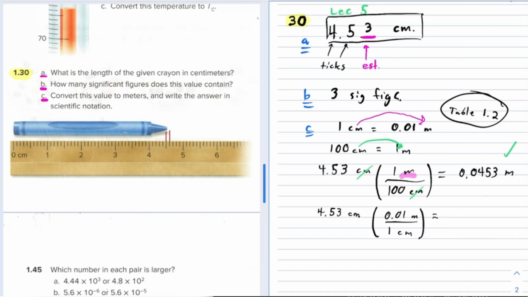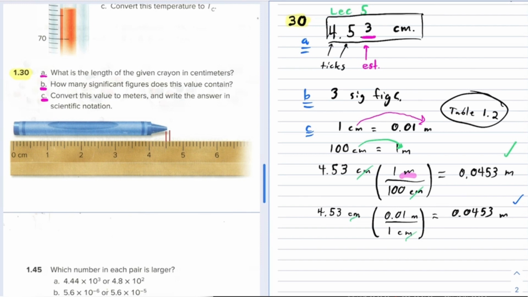And do the calculation again. Again, you handle your units separately. Centimeters times meters divided by centimeters. Centimeters cancel, and you're left with meters. Okay, that's your units, and now you do the numbers. 4.53 times 0.01 divided by 1. The dividing by 1 doesn't do anything. So 4.53 times 0.01. When you multiply by 0.01, you're moving the decimal point over to the left 2 places, and again you get 0.0453 meters. And there you go.